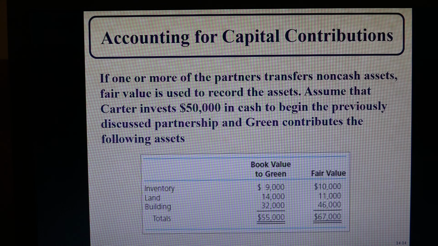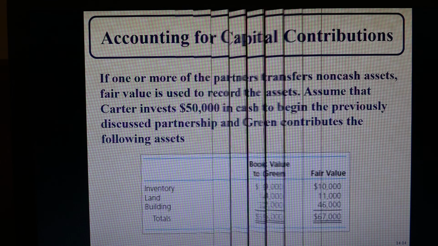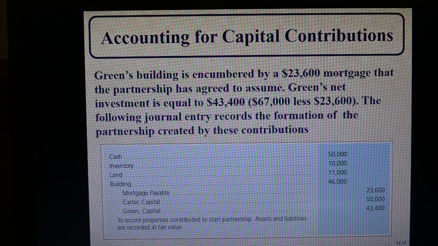Well, here they have an example of Green, instead of contributing $20,000 cash, contributing 3 separate non-cash items with a book value of $55,000 total, fair value of $67,000 total. And on top of that, one of the items, the building, has a mortgage that secures the building.